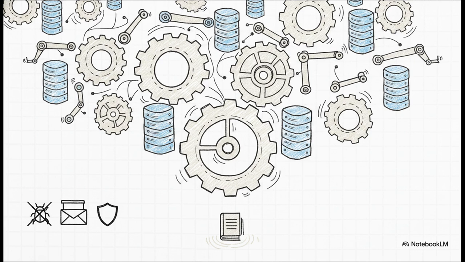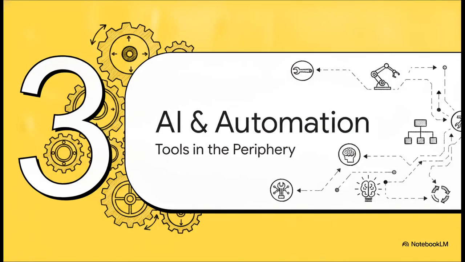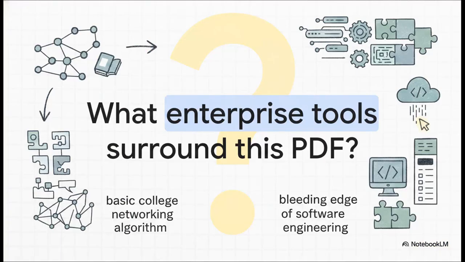But right above this quiet, dormant library, a massive, globally scaled machine is absolutely humming. Which brings us to Section 3, the AI and automation era, tools in the periphery. It is honestly staggering to realize that while you're looking at a basic college networking algorithm, you are literally just one click away from next-generation software development tools.